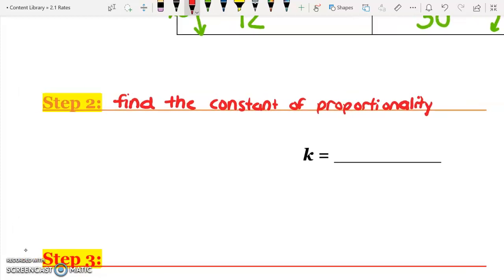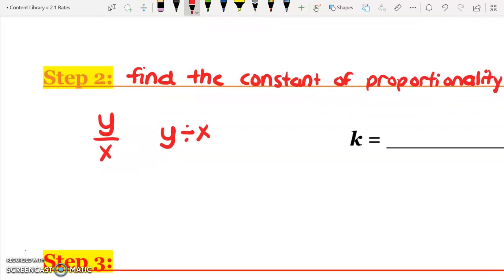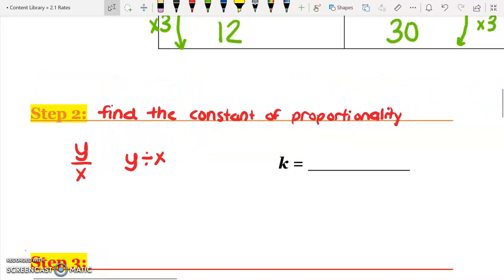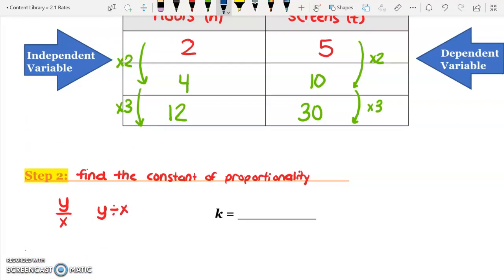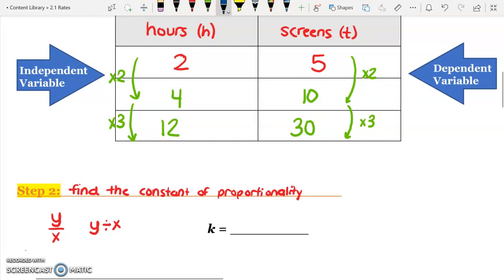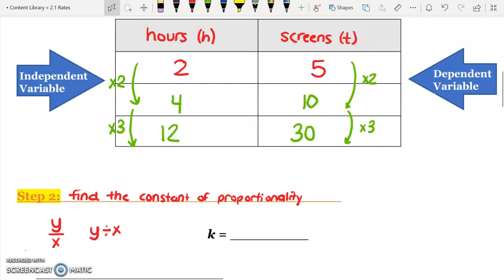And we learned that we do that just by taking y divided by x, which again can be shown as the fractional form, y over x, or with the y and then the division symbol, x. So either way. So now is where we get to choose, right? Just like we've been doing. We get to go back up to our table and just pick one of the values on the right.